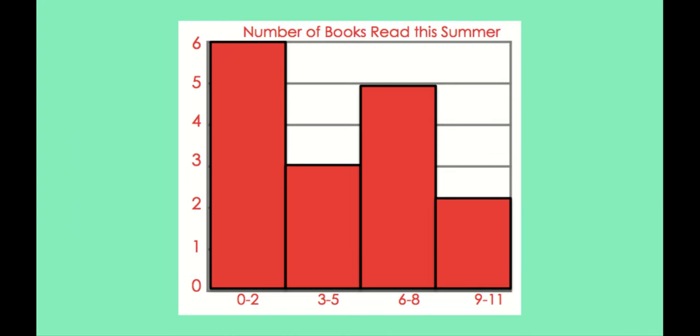Okay, so now that you know how to create a histogram, we have to be able to read a histogram. So, for example, how many students read 2 or less books over the summer? How many students read more than 5 books over the summer? And how many students were asked in all? And you can find that by adding up the total frequency of each section. So adding up all the bars.